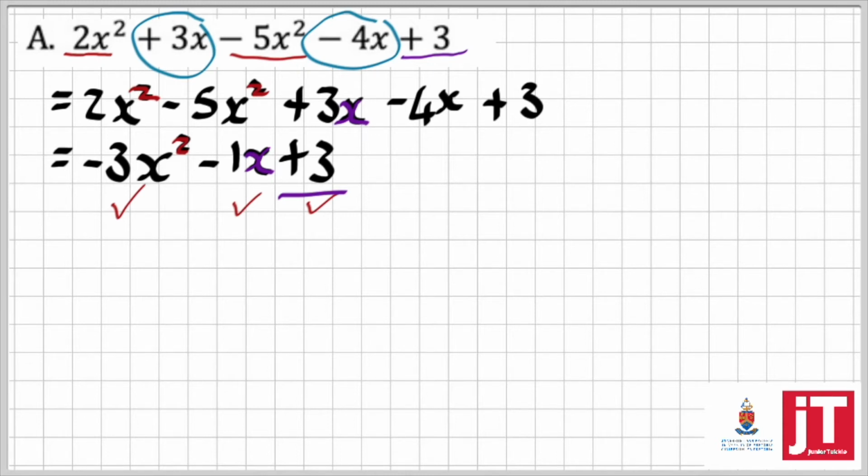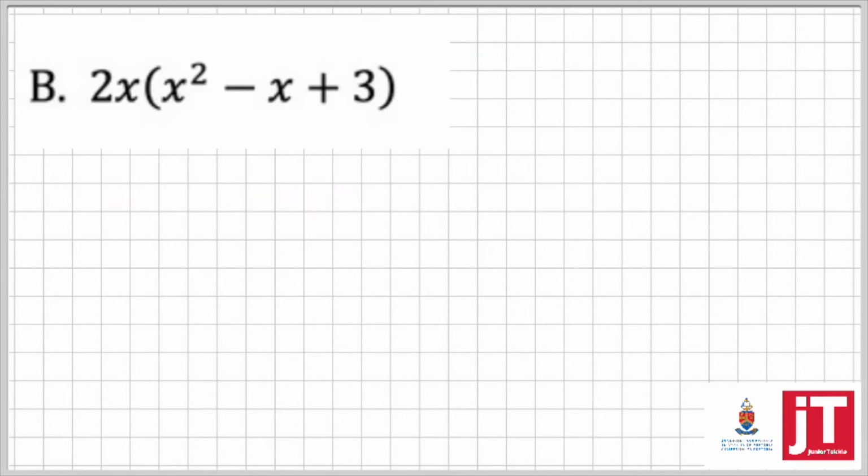Remember, this is actually an algebraic expression and specifically a trinomial. It's a polynomial. If I'm saying some words that you are not familiar with, please go and watch the video about naming trinomials. Let's look at the next one. Let's look at this question B.